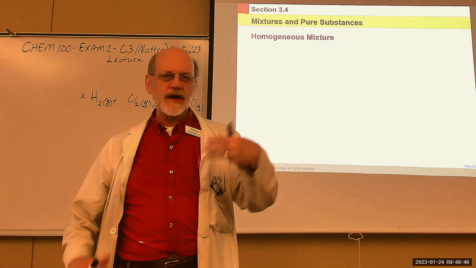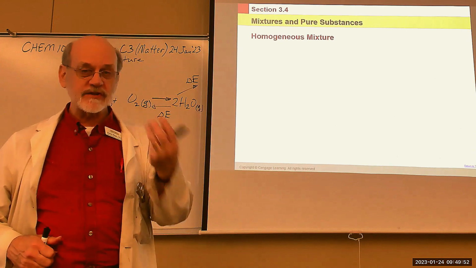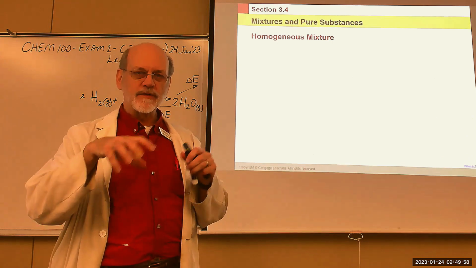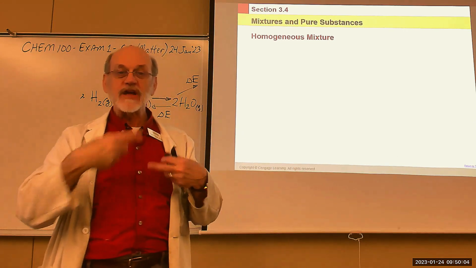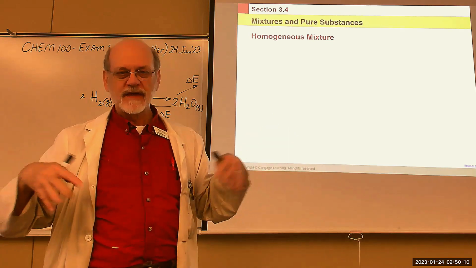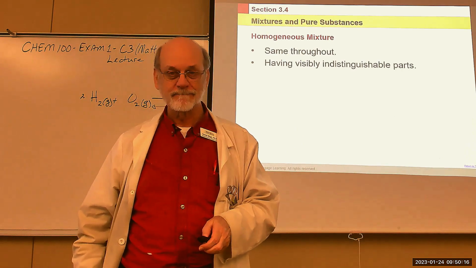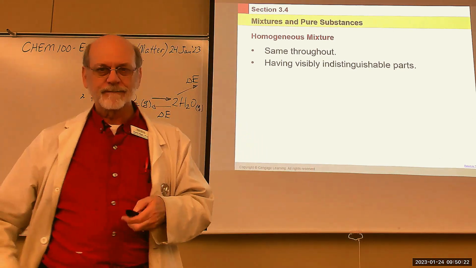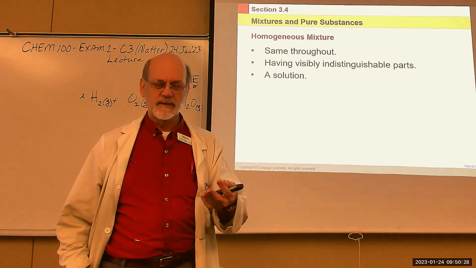So we can also characterize mixtures in terms of whether that composition, once we've established it, is uniform throughout. In other words, if you subsample the substance here or here or here, it will have the same ratio of components everywhere. It's uniform throughout. That's called a homogeneous mixture. Homo means same. A solution is another way of saying a homogeneous mixture.